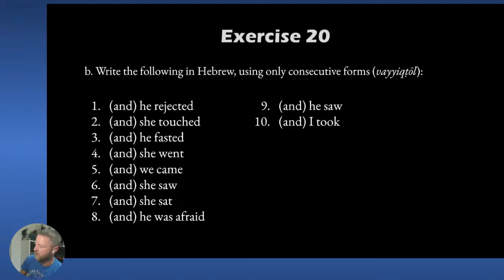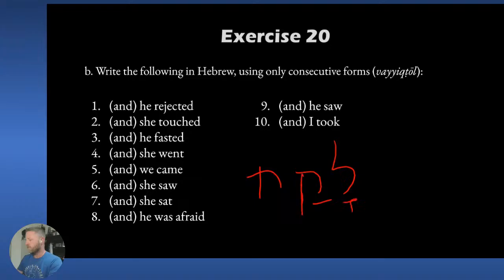Okay. I took. The word take is lakach. Lakach. This behaves like first yod, maybe. Yikach. The future for I is ekach, and the verb consecutive is va ekach, and I took. Va ekach.